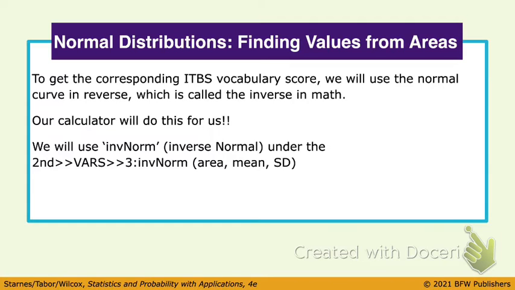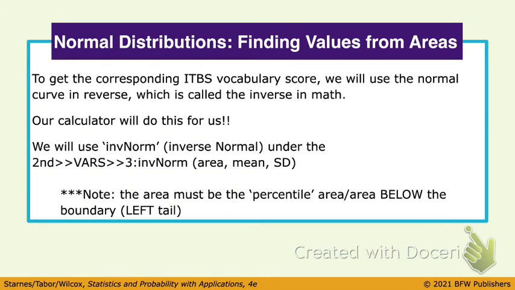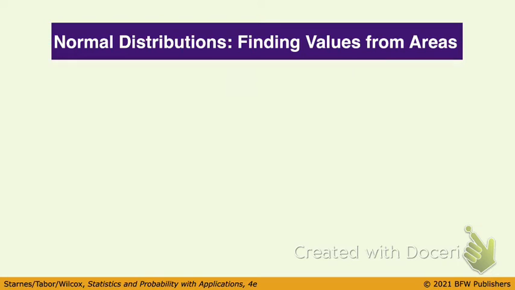But this is what we're looking for. The area. Now, this area has to be the area below whatever it is that you're looking for. And then the mean of the distribution and the standard deviation of the distribution. Okay? So that's what we're going to use. It does have to be the percentile area, so the area below the boundary. For those of you who have fancier calculators, it's asking you what tail, left, center, or right. You're going to always say left.